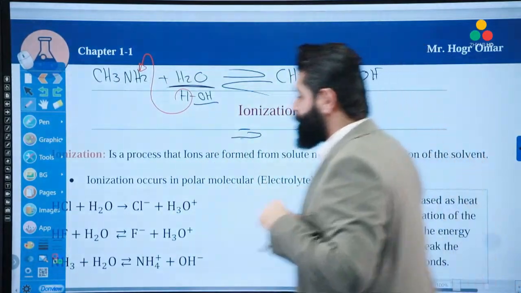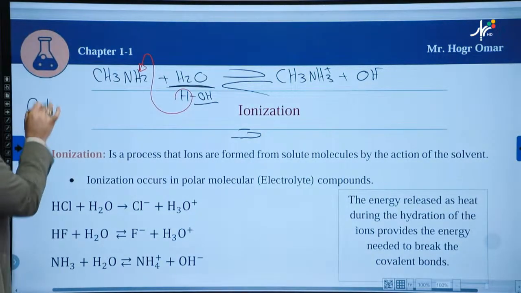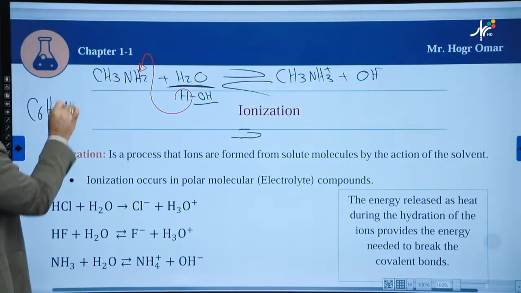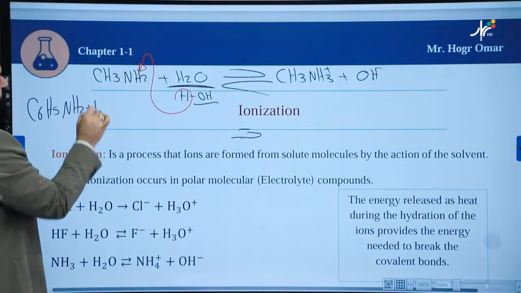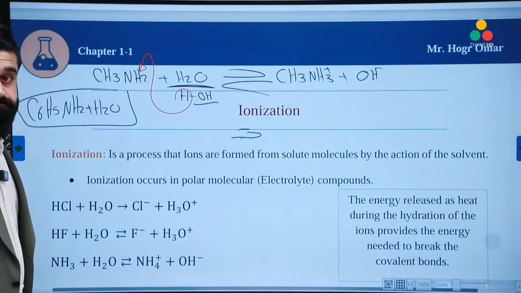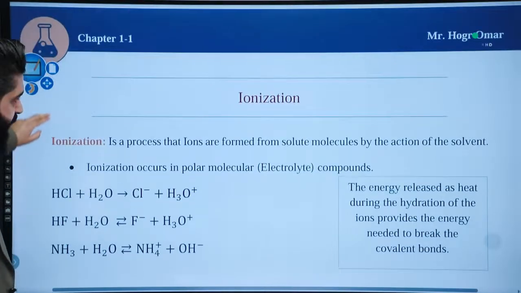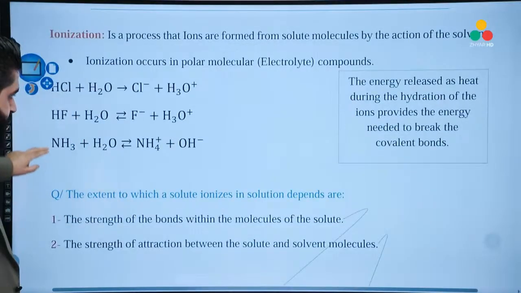Good? So try to solve this. This is your homework. Look. C6H5NH2 plus H2O. Try to complete this reaction. Okay? Do it. Check yourself. I think I have explained all of them in better detail.